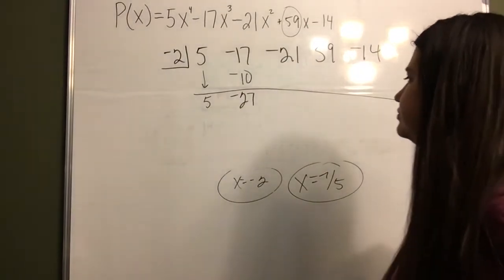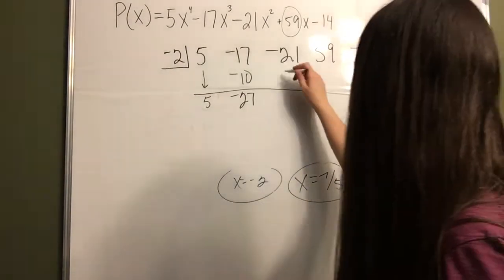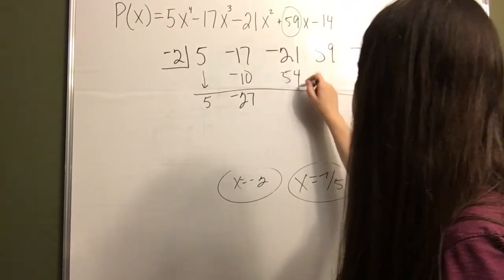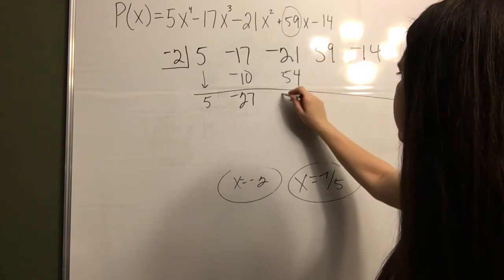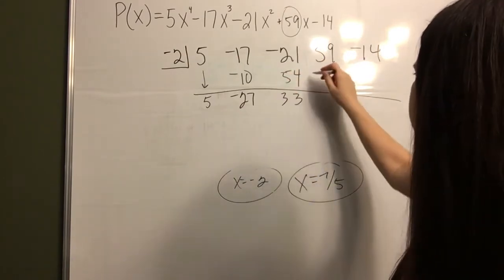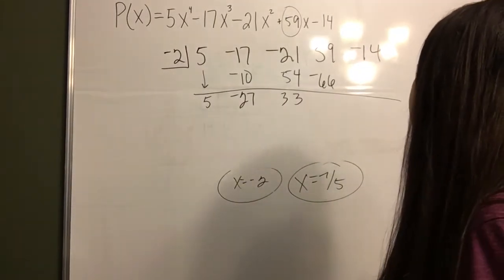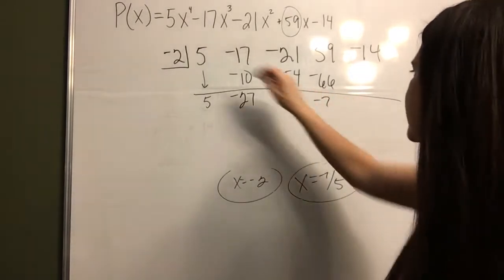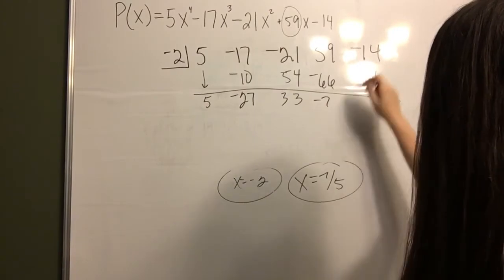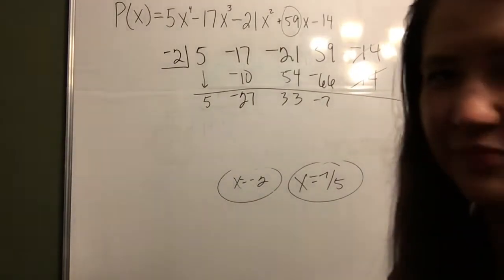Is that right? And then add, you get 33. And then multiply, you get -66. And then add, and you get -7. And then multiply, and you get 14. And then those cancel out, which is what we want. All right, yay for mental math.